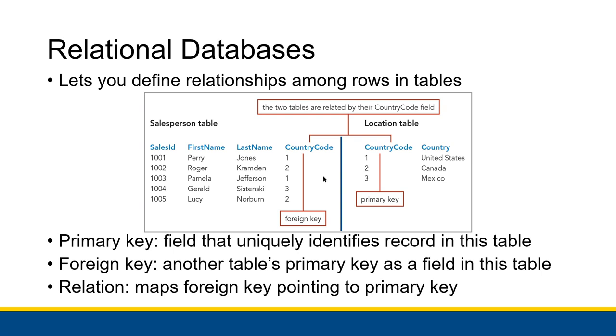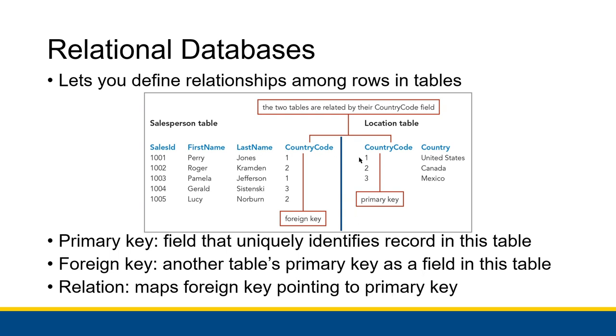But we also talked about the idea of the primary key, which is a field that uniquely identifies a record in this table. So in the location table, the primary key is the country code. And then the foreign key is another table's primary key as a field in this particular table. The country code in the salesperson table is a foreign key because it holds values that correspond to the primary key in the location table, of which country code is the primary key. And then the relation maps the foreign key pointing to the primary key.